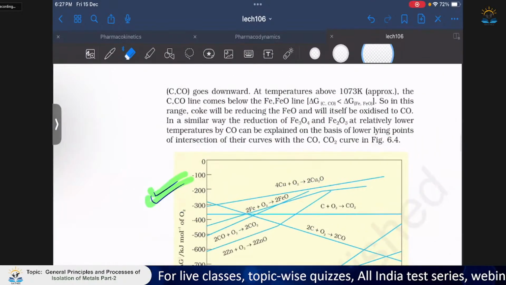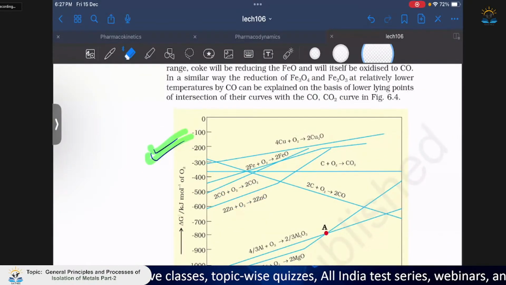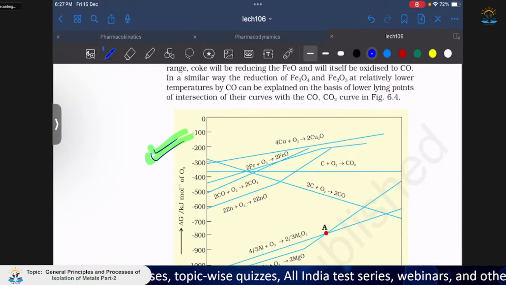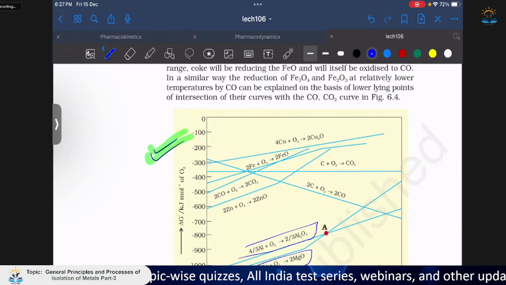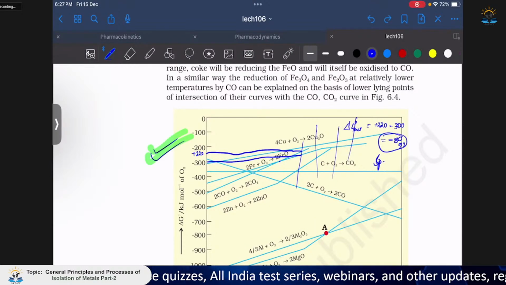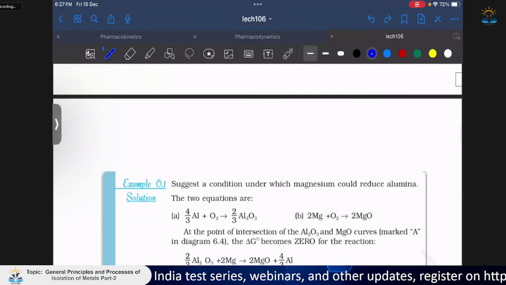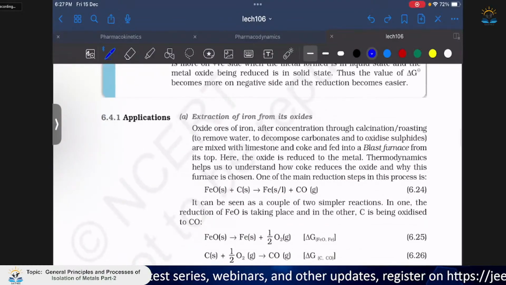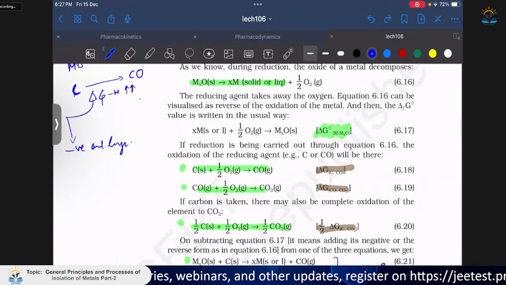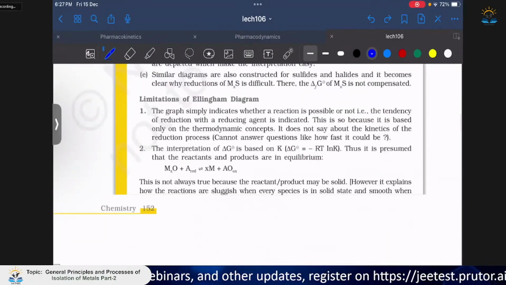They have given an example also. They have taken point A as the point of intersection and their reactions are these two. So we'll just discuss this also. But before that, let us move to where we had left off yesterday. Limitations. We'll just move to limitations first.